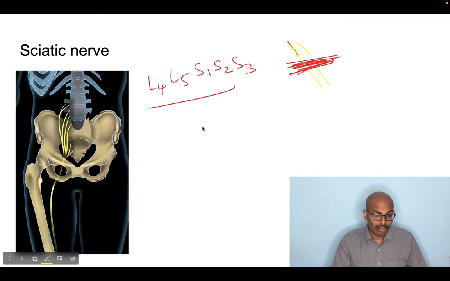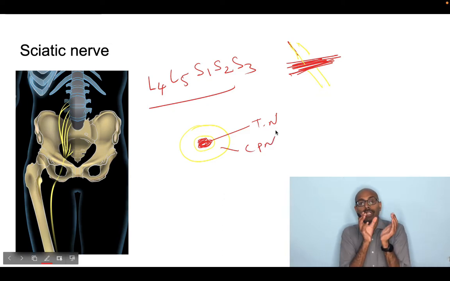So when you take a cross section of the nerve, when you see a circular cross section of the nerve at the level of the thigh, the tibial portion lies in the center, whereas the common peroneal nerve portion lies in the periphery. So this is the tibial nerve portion which lies in the center, and this is the common peroneal nerve portion which lies in the periphery.